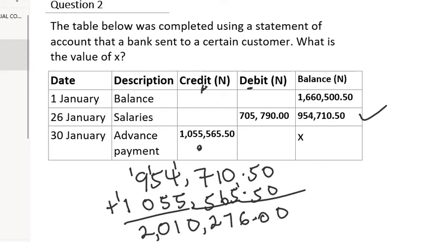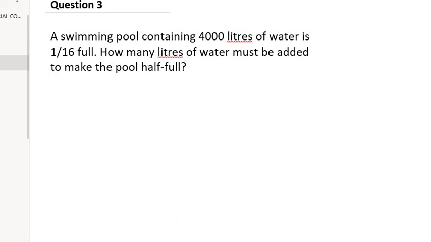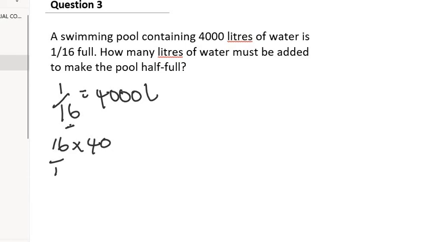Okay, let's look at question 3. A swimming pool containing 4,000 liters of water is 1/16 full. It means 1/16 equals 4,000 liters. How many liters of water must be added to make the pool half full? Okay, so let's look at that. Like I said, if 1/16 equals 4,000 liters, to get the total amount of liters of water that will fill up this swimming pool, we have to flip because the denominator represents everything. So if you flip, we'll have 16/1 times 4,000.